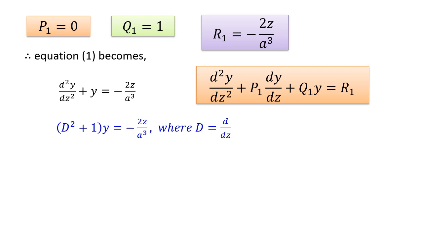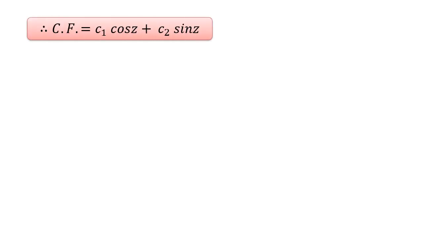Since the right hand side of this equation is not equal to 0, we have to find out the complementary function as well as the particular integral. Now, the auxiliary equation is m square plus 1 is equal to 0. So, this implies m is equal to plus or minus i. Since m is equal to plus or minus i, the complementary function is equal to c1 cos z plus c2 sin z. Now we shall find the particular integral, that is equal to 1 over D square plus 1 into minus 2z by a cube.